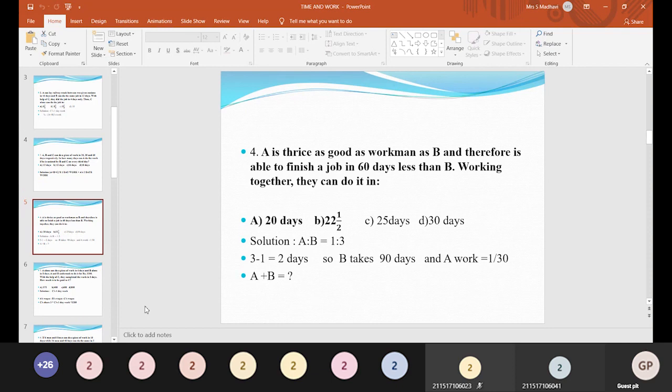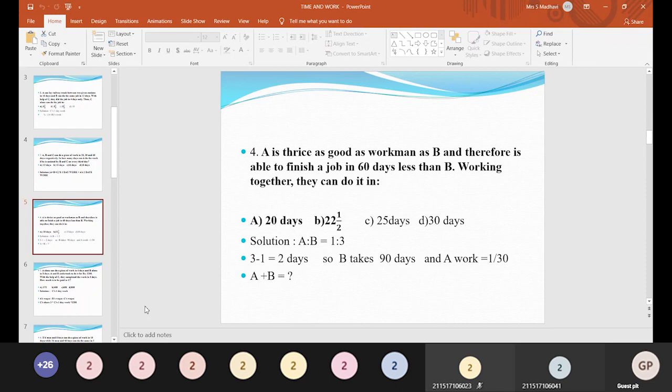Now, A is thrice as good a workman as B, which means A can do it in 1 day while B can do it in 3 days. The difference between A and B is 2 days. So here, if the difference is 60 days, then 3 by 2 into 60, which is equal to 90 days. So B takes 90 days to do a job.